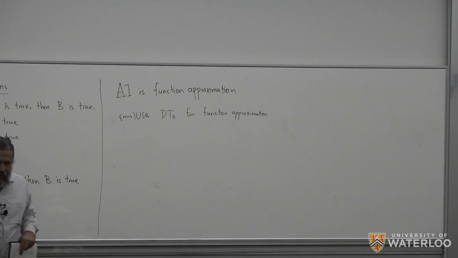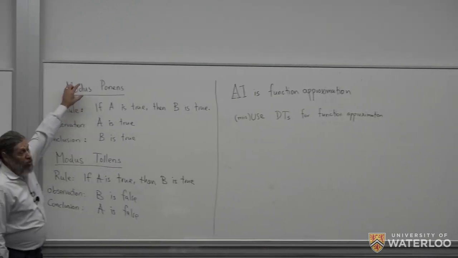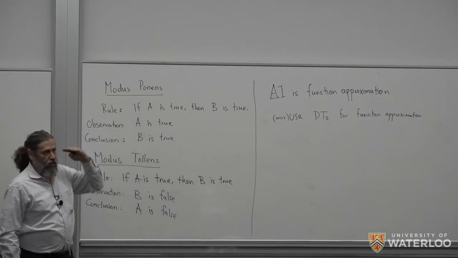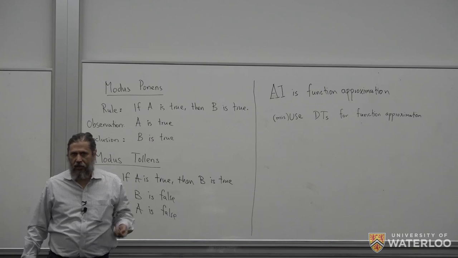Yes? Sorry, in that rule, is it both false instead of both true, and then should it be B for observation? No, this is the same rule. If A is true, then B is true, then you observe that B is not true. Then you have to conclude that A was not true. So the premise was wrong. We don't usually use modus tollens a lot. Most of the time we work with modus ponens, which is more aligned with our logic.